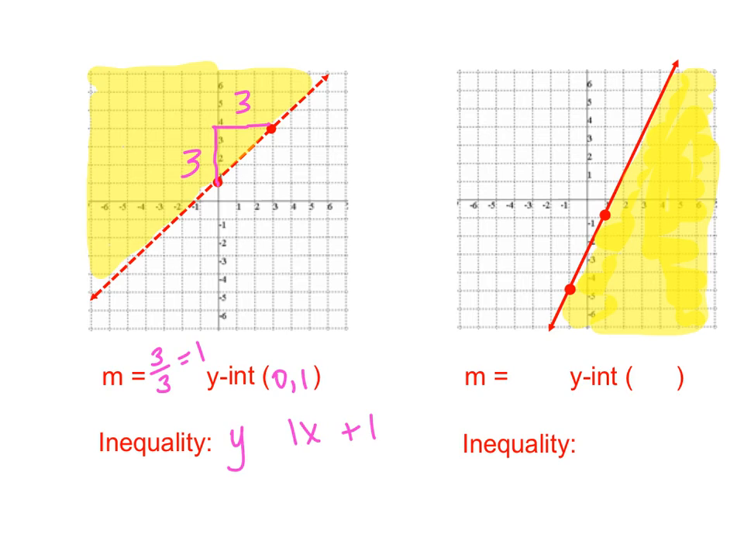So shading above gives us two options. It's either going to be greater than or greater than or equal to. To determine which one of those, look at your line. Is it a solid or dotted line? We can see it's dotted, so that means it's just the greater than. So we're going to fill that in. y is greater than 1x, or x plus 1.